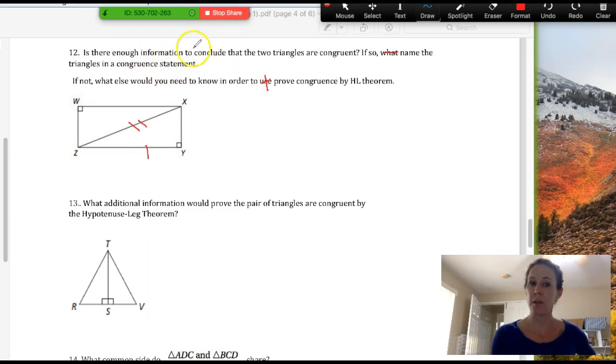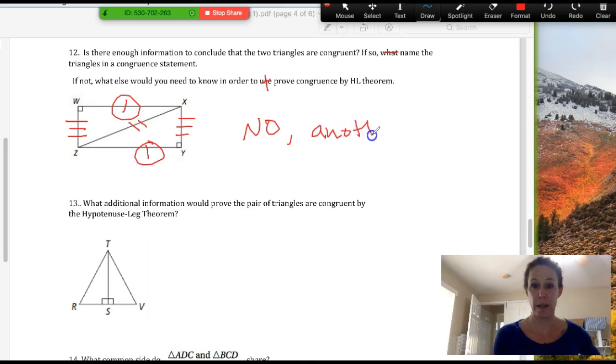So is there enough information to conclude they're congruent by the hypotenuse-leg theorem? Well, we know the hypotenuse would be congruent to itself because they share the hypotenuse. And we have a right triangle, yes, but we don't have another leg. We would either need this leg congruent to this leg, or we would need this leg congruent to this leg. So I'm going to say no. What else will we need to know? Well, we would need another leg congruent to each other. And there we have it.